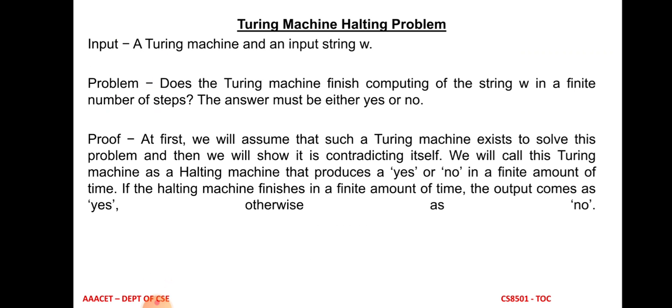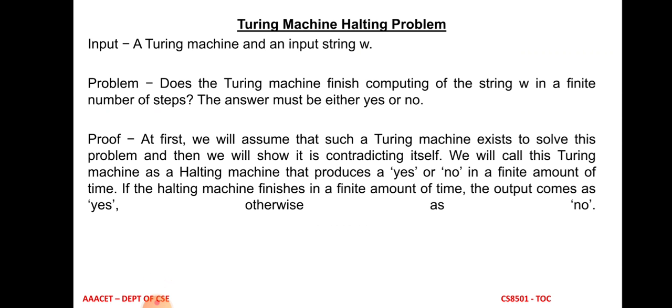So here we are going to see one theorem, that is Turing machine halting problem, that is an undecidable problem, right? The input for this problem is a Turing machine and the input string. And what is the problem here? Does the Turing machine finish its operation, which means computing of the particular input string W, in a finite number of steps? So this is the problem.